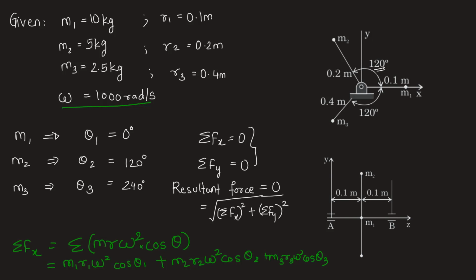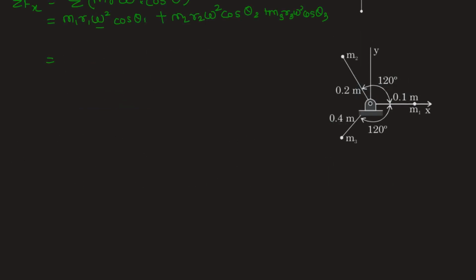Omega 1, omega 2 and omega 3, that is the angular velocity with which the masses rotate, will be same as with which the shaft is rotating, and therefore we have substituted only omega in each of the terms. Let's put the values and find out. First thing, we can take omega square common and then substitute each of the mass values. So we have 10 kg into R1 is 0.1 meter cos 0, plus M2 is 5 kg, R2 is 0.2 cos of 120 degree, plus M3 is 2.5, R3 is 0.4 cos 240 degree.